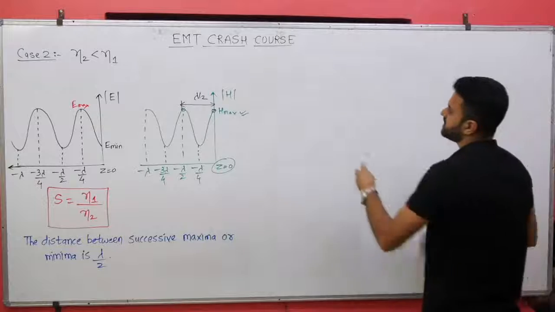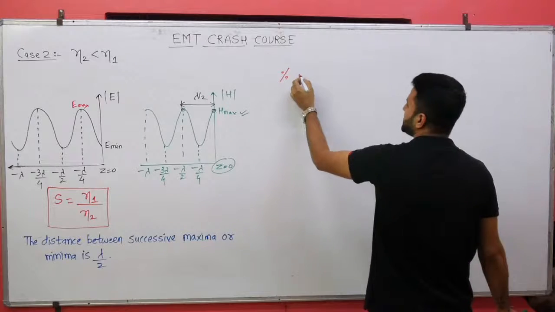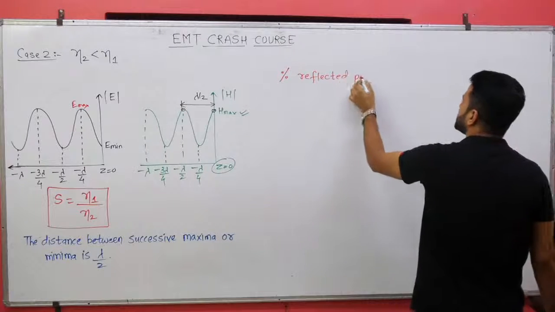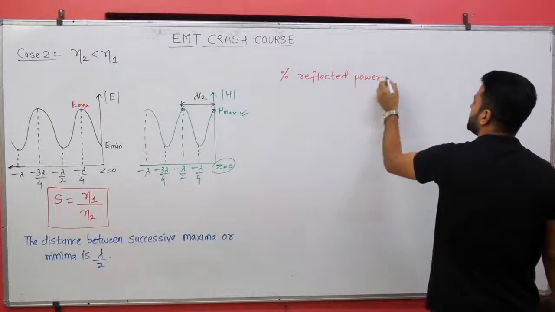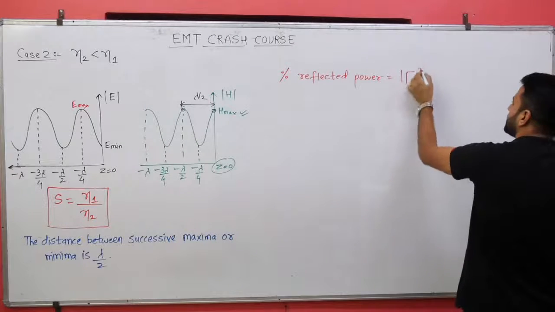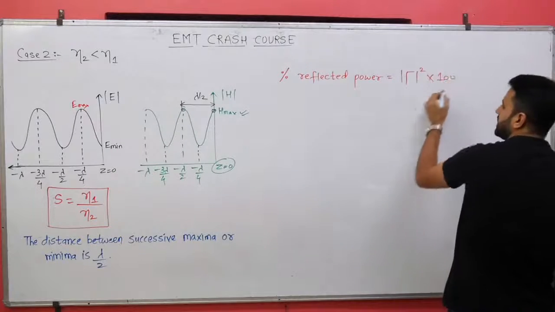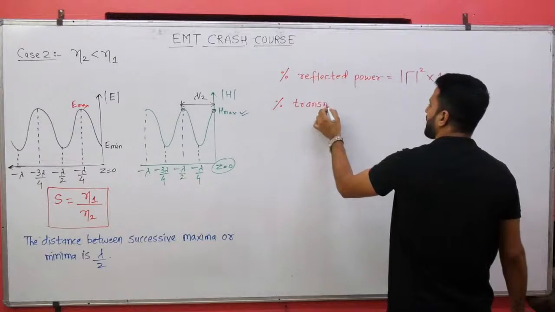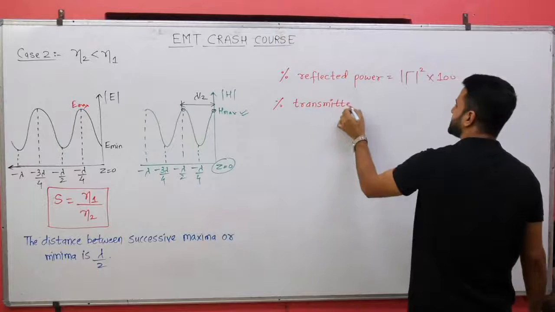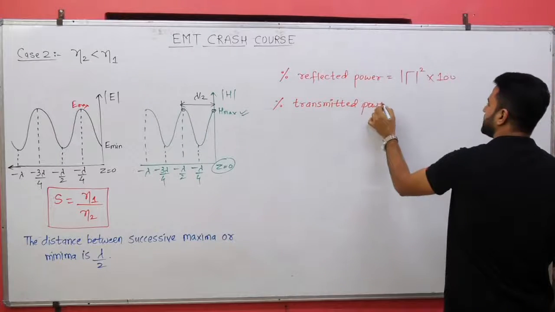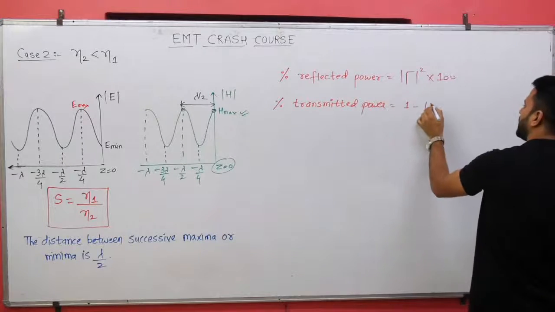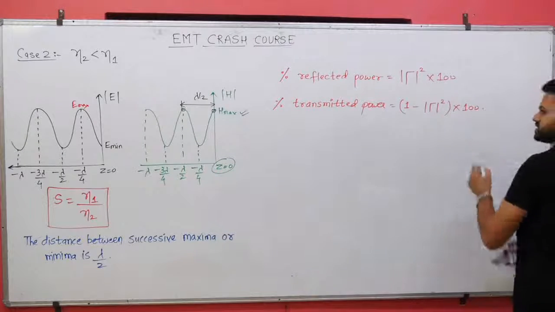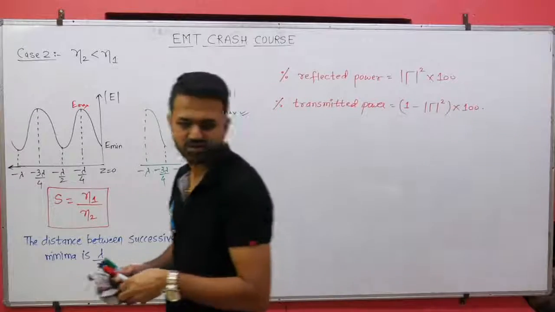Now write the next definition, percentage reflected power. Percentage reflected power is given by mod gamma square into 100, and percentage transmitted power is given by 1 minus mod gamma square into 100. Write this formula also, and now we will be solving the questions.